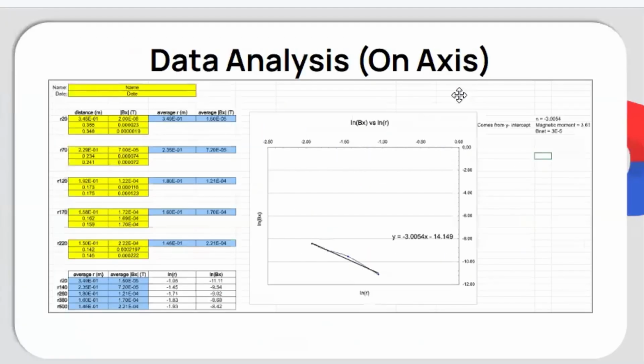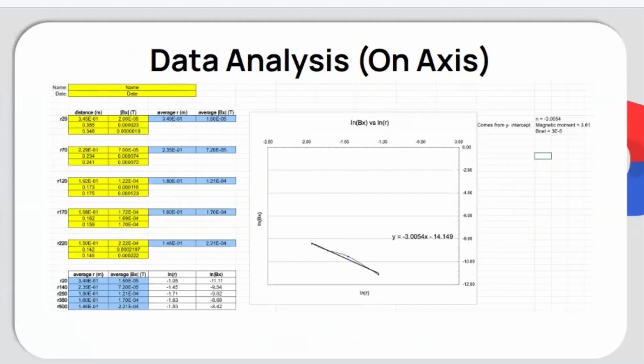So this is our data and analysis on the axis. For on axis, we use the average distance and B values to create a natural log B versus natural log R graph. The trendline equation y equals -3.0054x minus 14.49 gave an experimental value of N equal to -3.0054, which closely matches the theoretical dipole value of -3. Using the y-intercept, we can also calculate the magnetic dipole moment to be approximately 3.61 A times m squared.